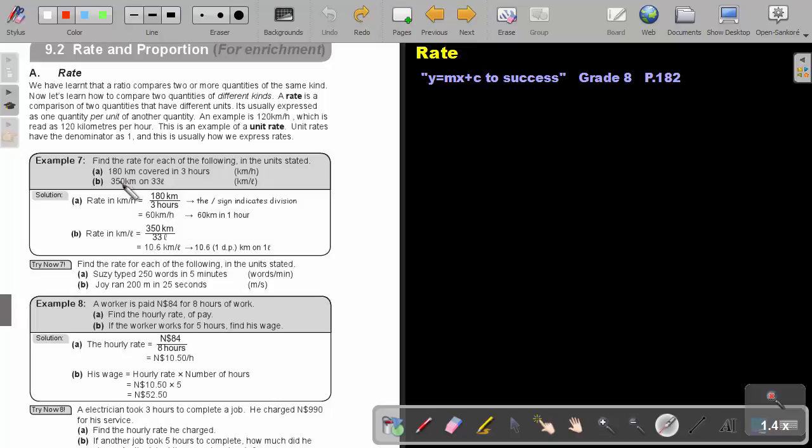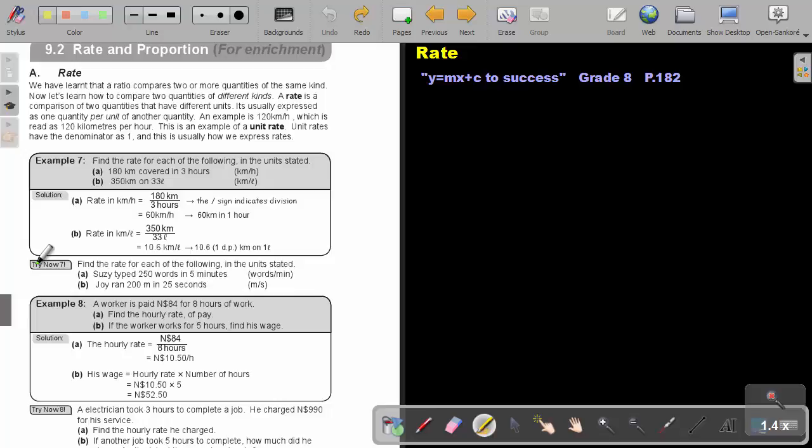Okay. The next one, 350 kilometers on 33 liters, and I want it in kilometers per liter. So again, the one that stands after the per must be in the denominator at the bottom. So take the 350 kilometers, divide it by the 33 liters, and I will find 10.6 kilometers per liter.